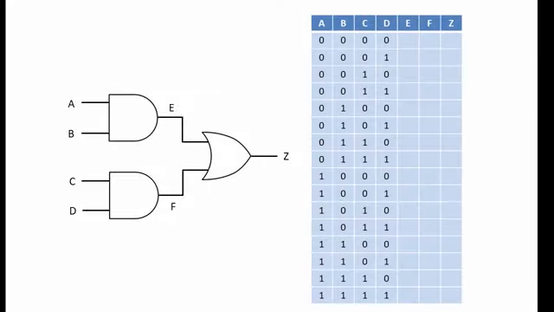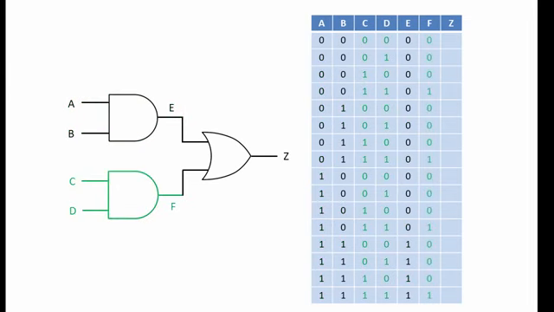And here's the solution. Notice how we're counting from 0 to 15 as we read down the combinations of input values. Each value of E is A and B. Each value of F is C and D. And each value of Z is E or F. If you've done yours as I suggested, you should have exactly the same truth table.